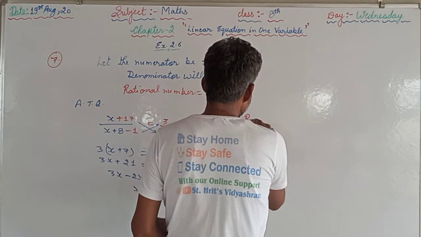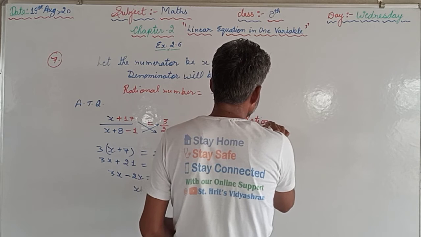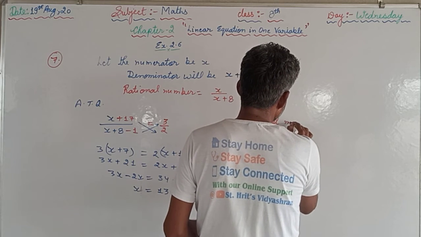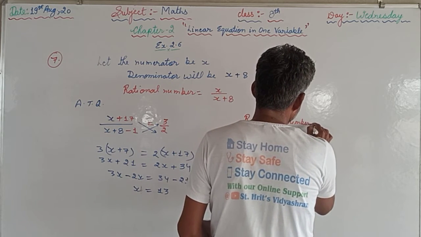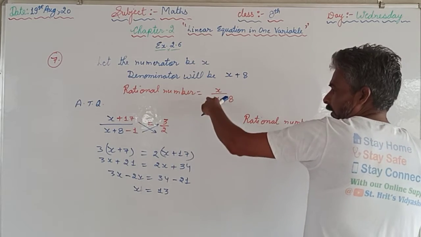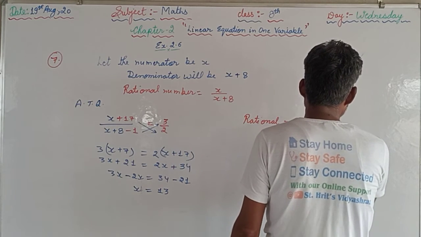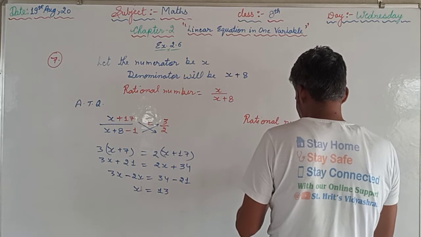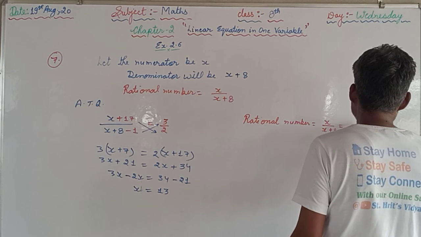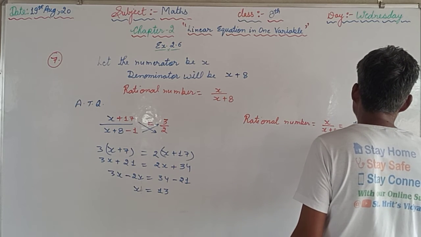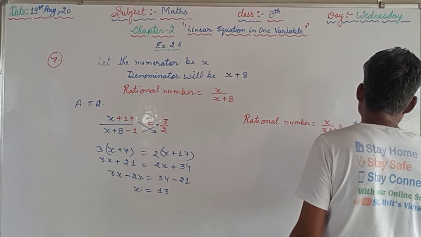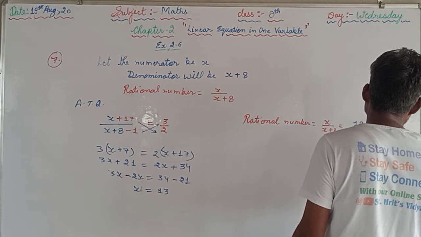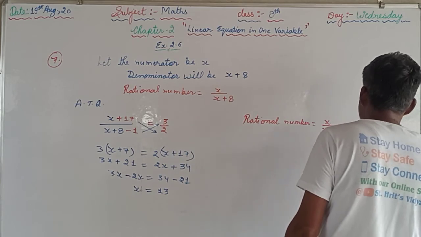So the rational number will be, as we have written here, x upon x plus 8. What is the value of x? That is 13. So 13 upon 13 plus 8, that is 13 upon 21.